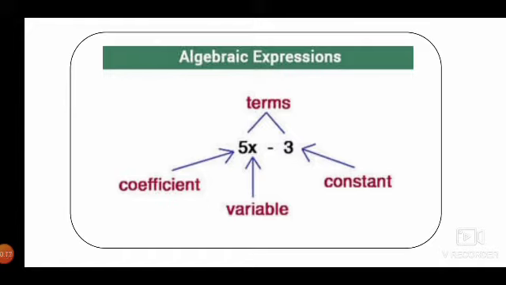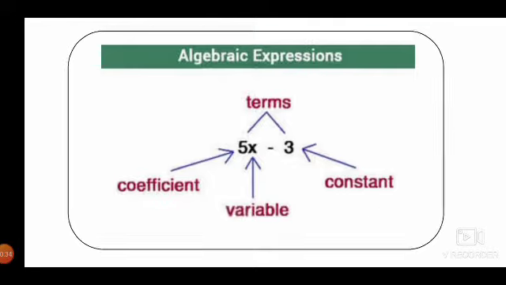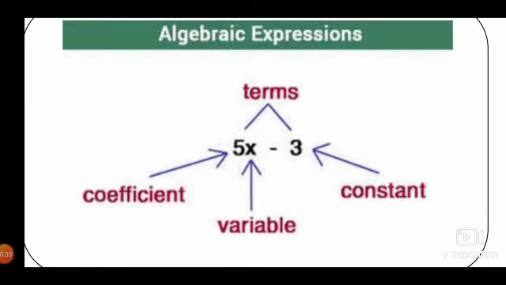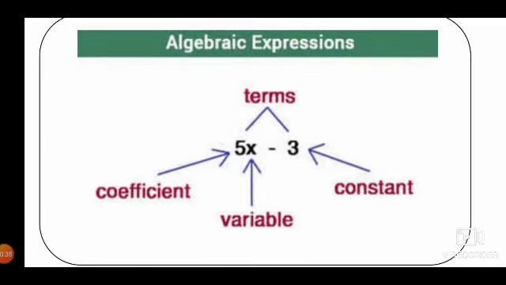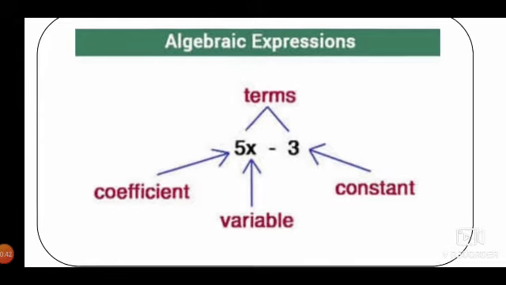First, let me explain what a term is, what a coefficient is, what a variable is, and what a constant is. I have taken the expression 5x minus 3. This is the given algebraic expression. For this, we have to say the terms. Terms means 5x is one term and minus 3 is another term.